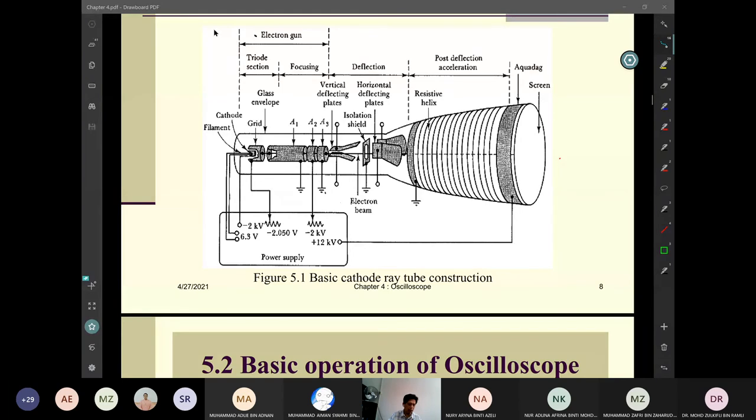CRT oscilloscope. Tak keluar. Tuk diagram. Okay, ni aku. Doktor tak keluar kat skrin. Oh, tak apa ya. Saya share.